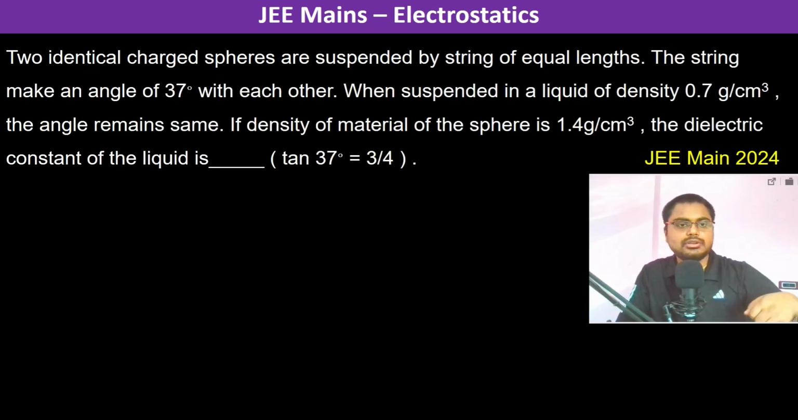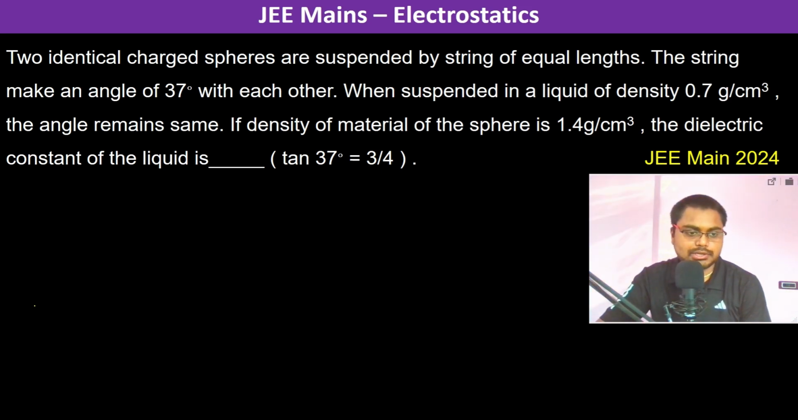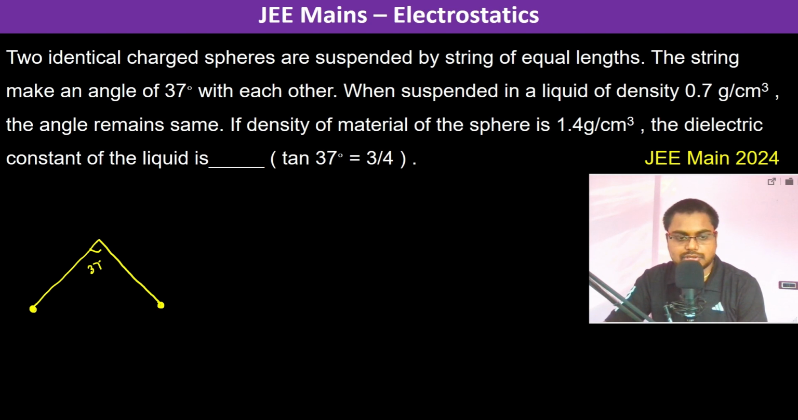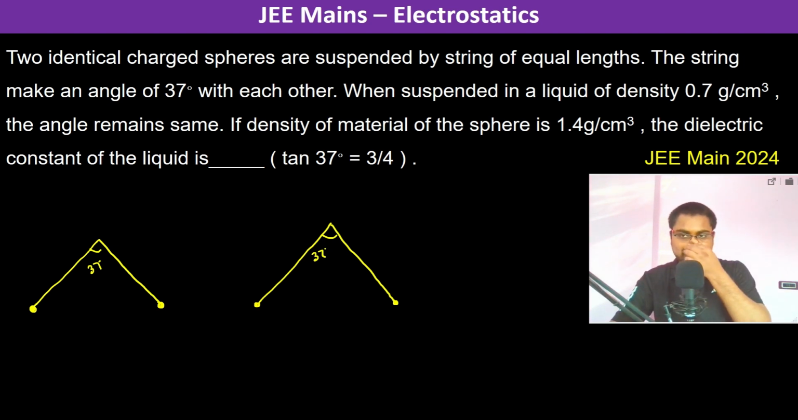Thank you. Two identical charged spheres are suspended by strings of equal length. This is what is happening. The strings make an angle of 37 degree with each other when suspended in air. When suspended in a liquid of density 0.7 gram per centimeter cube, the angle remains the same. So this time we have suspended them in a liquid of density 0.7 gram per centimeter cube.